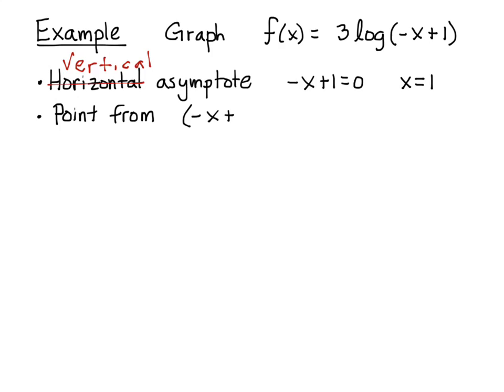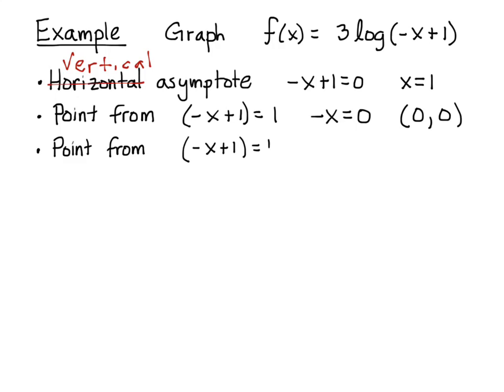Now the point: when we take the log of 1, remember we want to see when does this thing in here equal, not 0, equal 1. So the whole log expression turns out to be 0. We have negative x plus 1 equals 1, and so we have negative x equals 0. And so when x equals 0, we get the log of 1, which is 0, so 0 times 3 is 0, and we end up with this point.